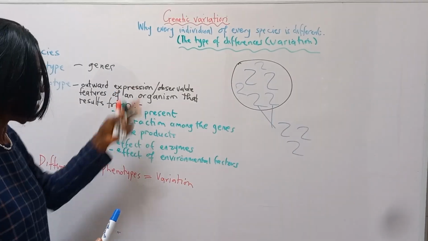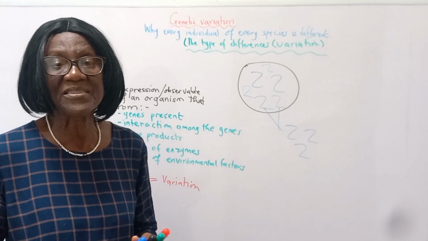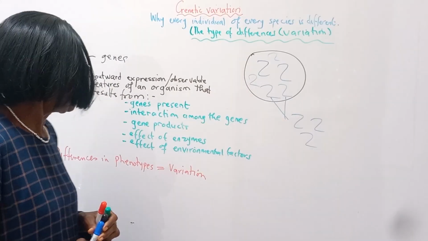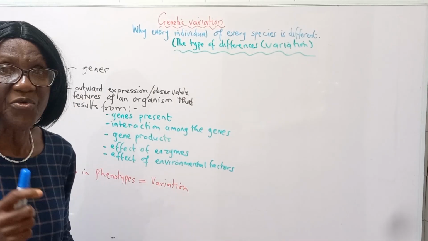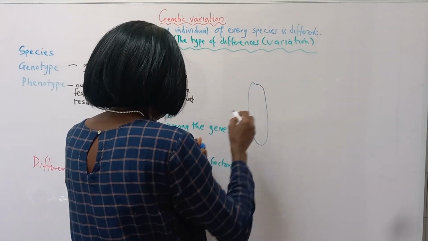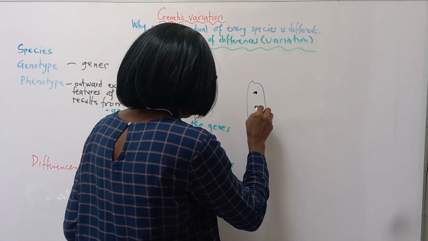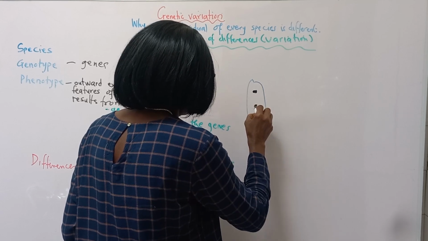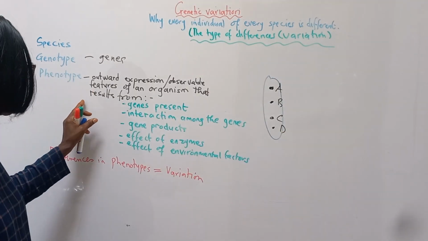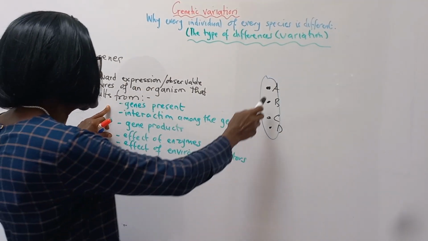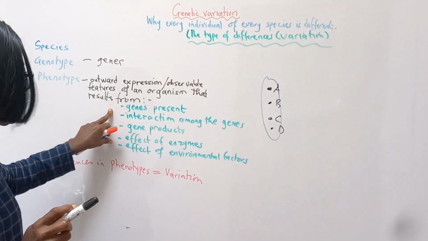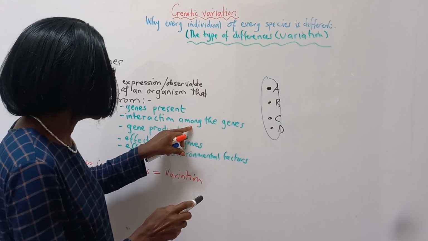For instance, as I have told you, if I have genes for tongue rolling, the genes are there, but you observe it from the phenotype. So the phenotype is a result of genes present. So I decide to represent the genes, these are genes, and this is gene A, B, C, gene D. The phenotype is a result of the genes present, and if these are genes A, B, C, D, not only the genes present, but the interaction among the genes.